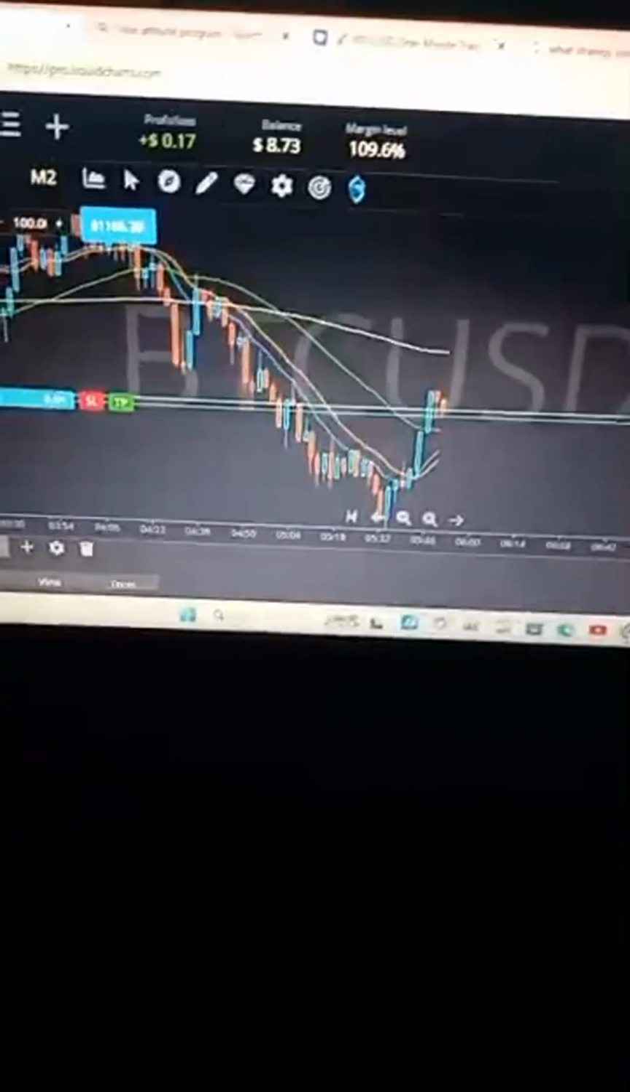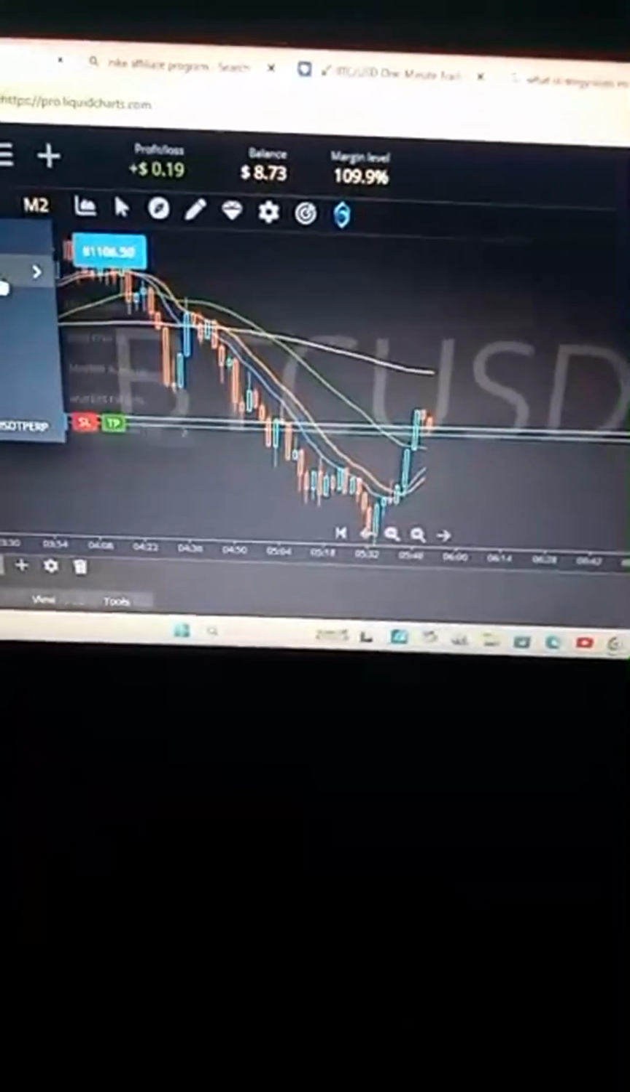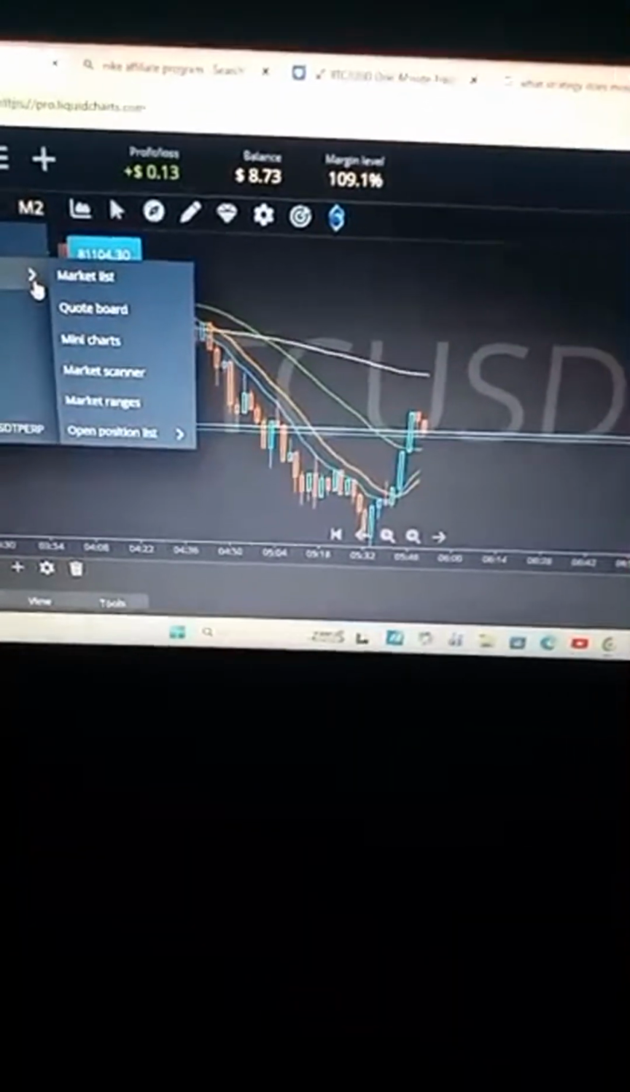But like I said, I don't trade gold. I just don't. It's too volatile for me. Nas 100 is good to trade in the daytime. Like, look, this is Nas in the evening. A lot of people didn't know that you can trade Nas in the evening.